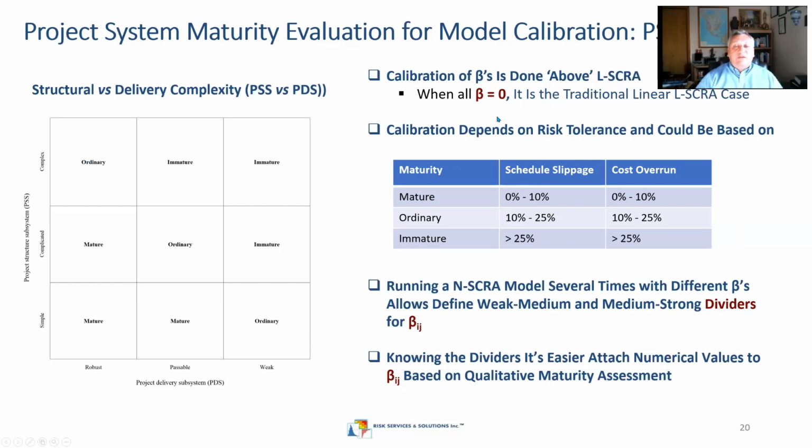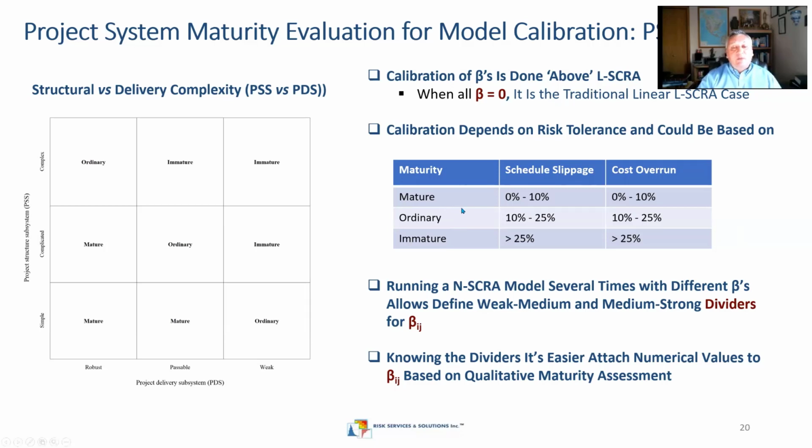It's already a quantifiable exercise in order to understand what the betas are. The betas correspond to those three categories: immature, ordinary, and mature. Yeah, you can come up with kind of dividers. What does a mature system mean? What does an ordinary system or an immature system mean? It means the additions to your linear Monte-Carlo models.